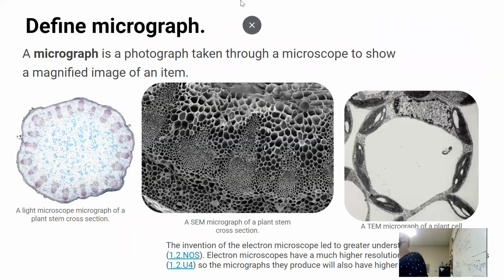Last thing we'll write today is this, define micrograph. That is underneath your data table.